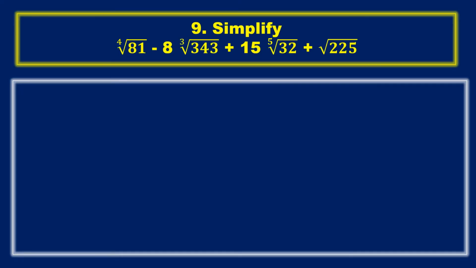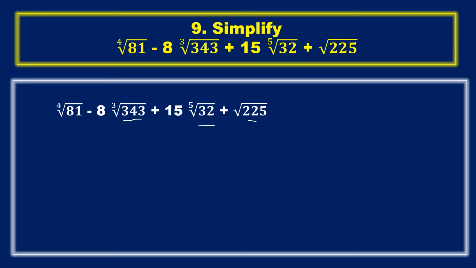Here is your 9th question. Simplify 4th root 81 minus 8 into 3rd root 343 plus 15 into 5th root of 32 plus square root of 225. You should read it as 4th root, not 4 root. So here the question is given like this, and for 4th root 81, first you prime factorize 81, 343, 32 and 225.